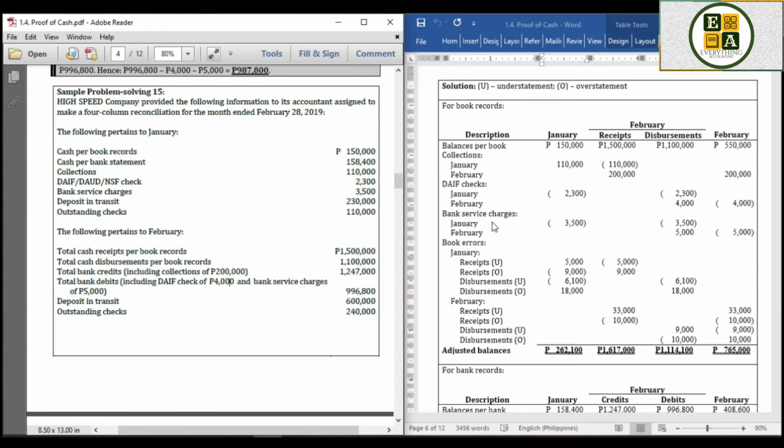Then, we have bank service charges. For January, we have 3,500, put it there, minus, also minus here in disbursement. Then, find February. For February, we have here 5,000. Then, minus here for February. Minus 5,000 in the February column. Then add 5,000 here in the disbursement column. Okay? I hope you followed that. Those items are easy.